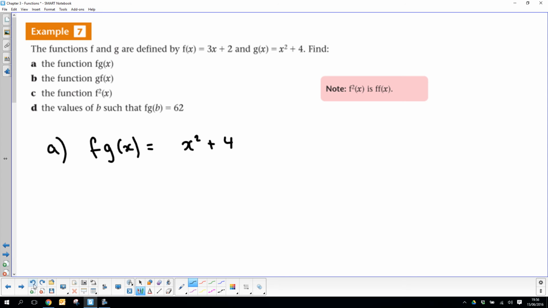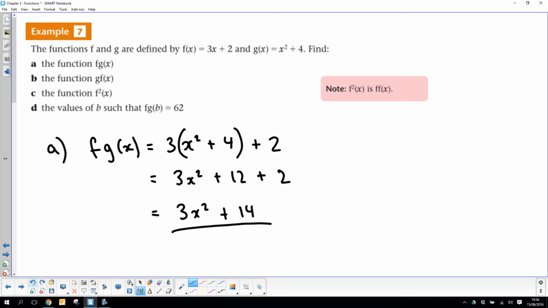First of all, we need to multiply it by 3 and then add 2. So you can see this is now 3x plus 2. But obviously the x is actually the output that we've got from our g of x function. So is that it? No, not quite. We still need to do a little bit of sorting. So that is 3x squared plus 12 plus 2, which of course is 3x squared plus 14. So that would be fg of x.